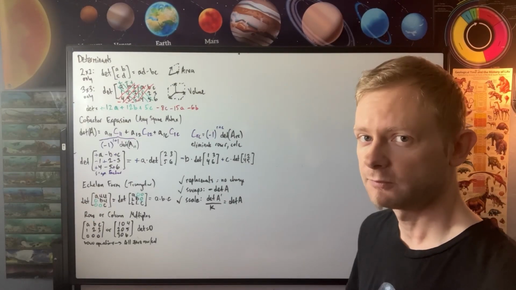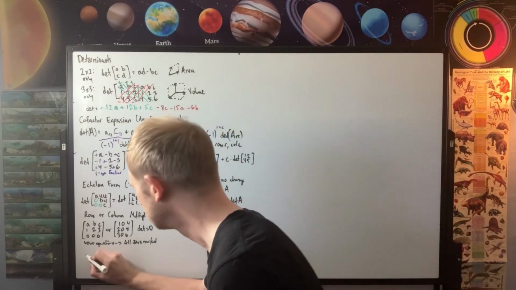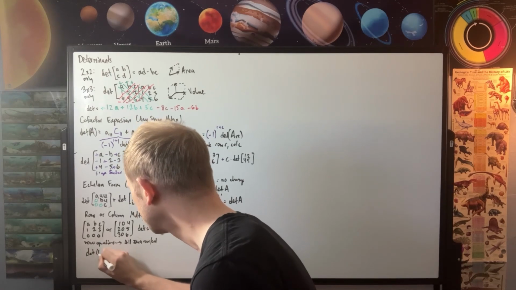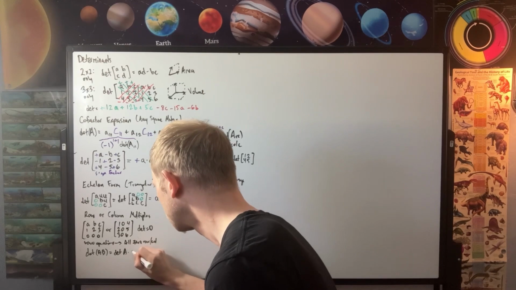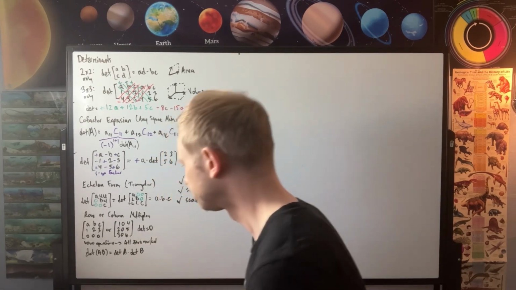Let's make a note of a few more properties of determinants. We should know that the determinant of AB is equal to the determinant of A times the determinant of B.